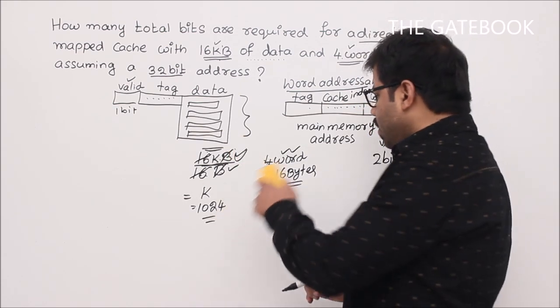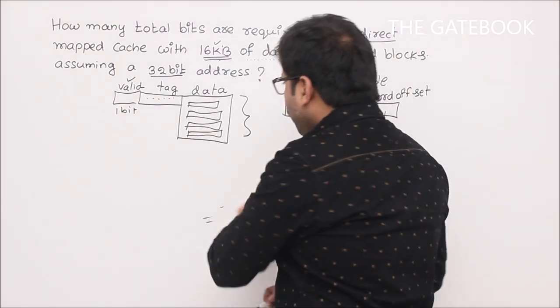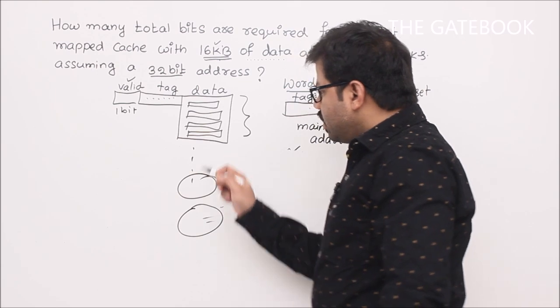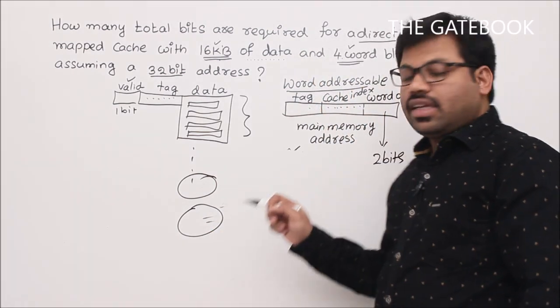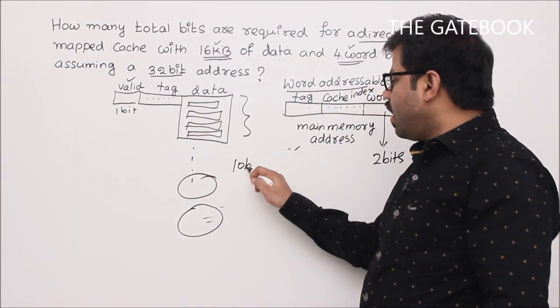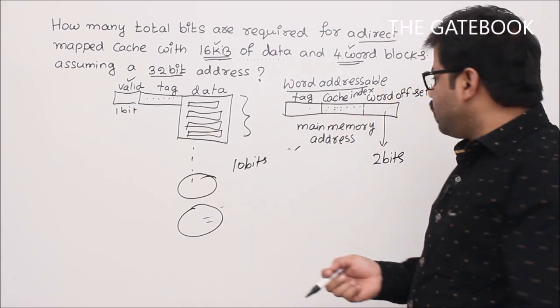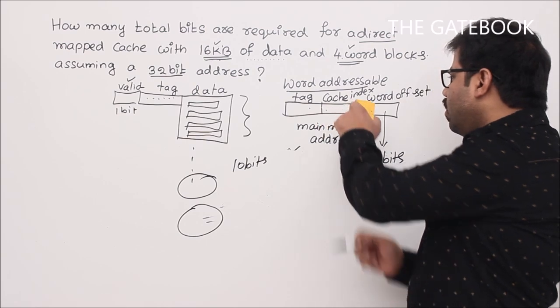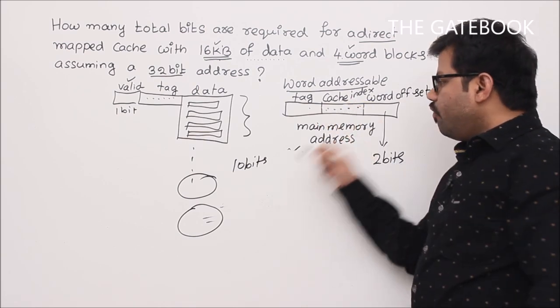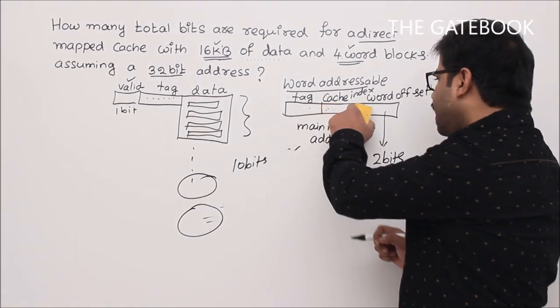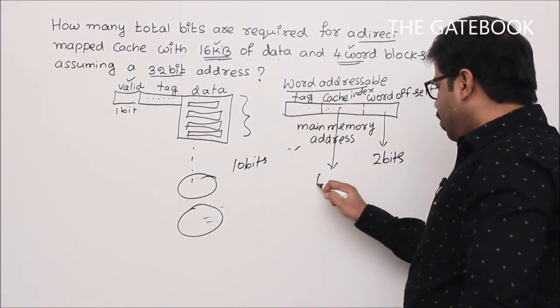We should remember it. So when you have 1024 blocks like this, how do you index the right block? To index the right block, 10 bits are required, and we know we are going to use these 10 bits, and we have seen examples for that, right? We always take these 10 bits to decide which block our main memory address will go to. So the cache index size will finally be 10 bits.